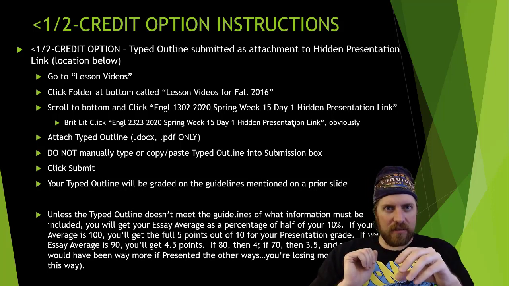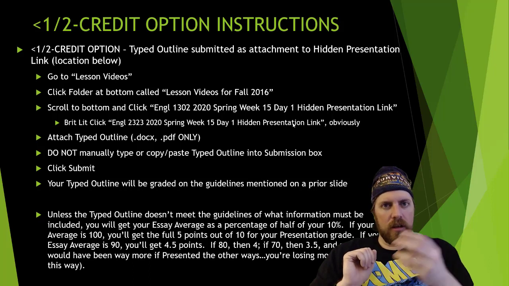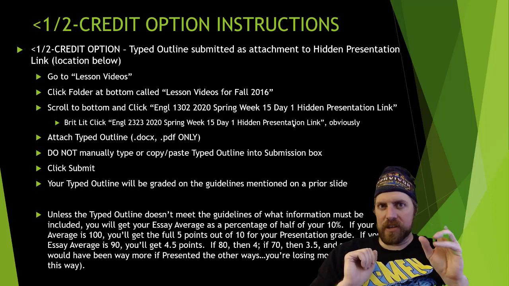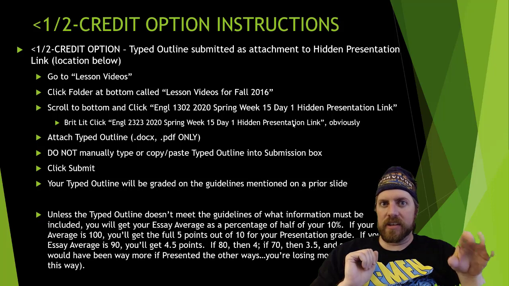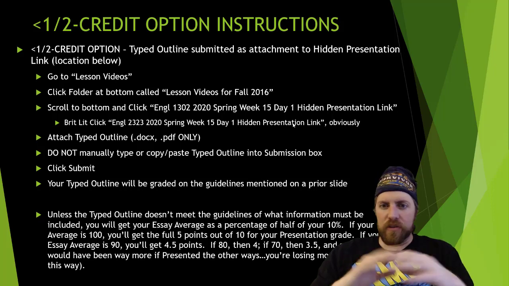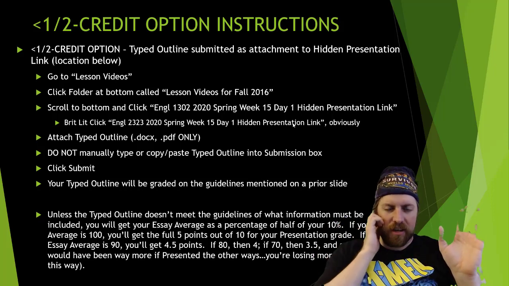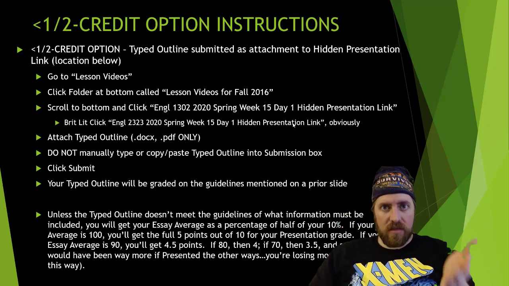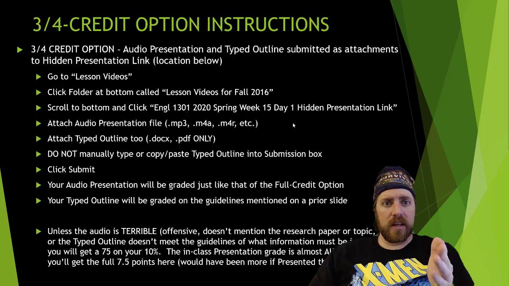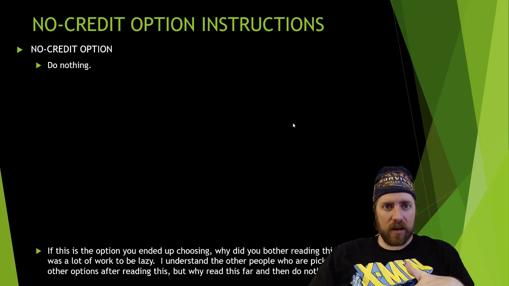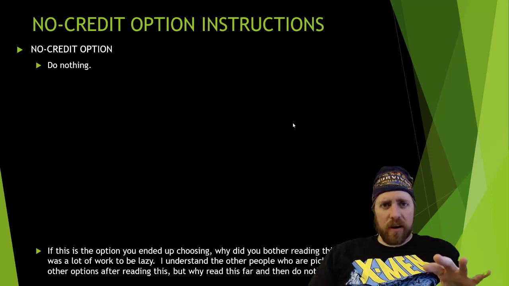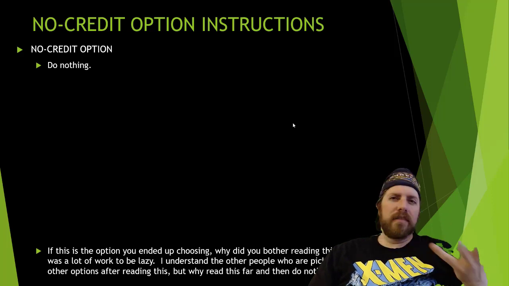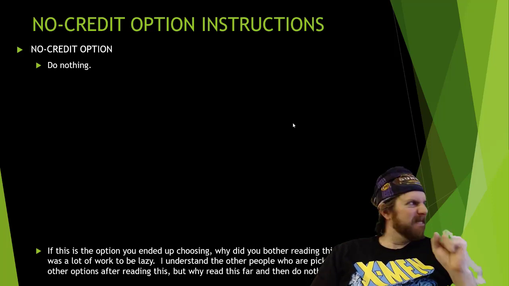And 80% of 5 is 4. So if your essay average is an 80, you get 80% of 5. If your essay average is 70, you get 70% of 5. It's not even worth doing anything if you have a poor essay average percentage. Write the essays. So those are the options on submitting 3/4 and less than half credit. If you don't want any credit for this, do nothing. And if that's the case, why have you watched this far in the video?